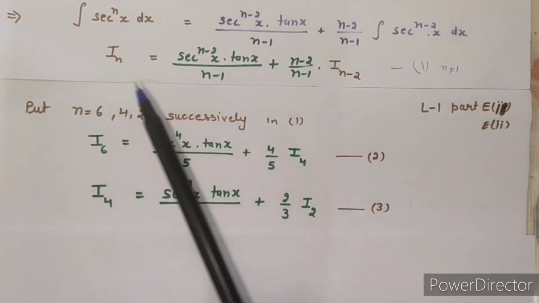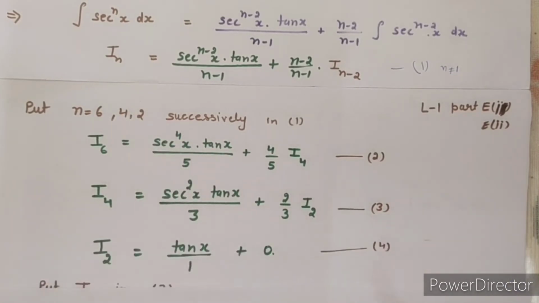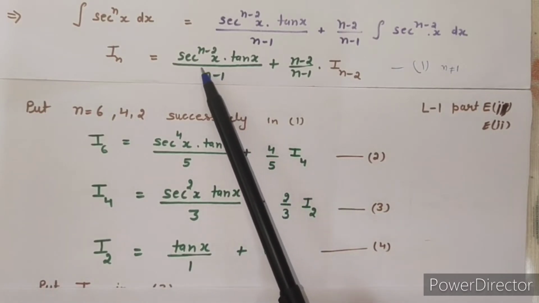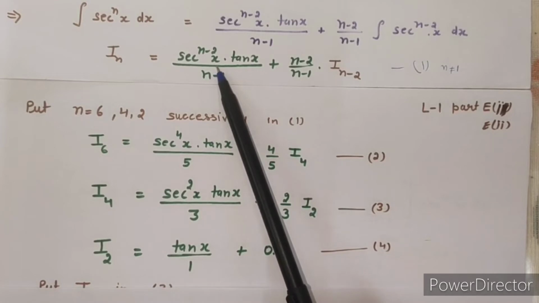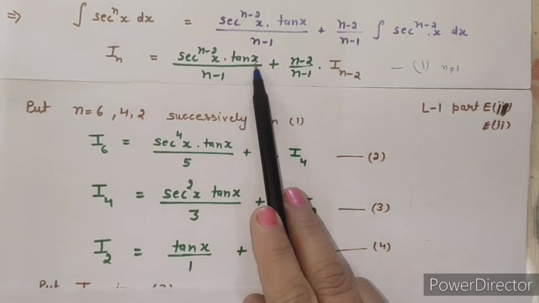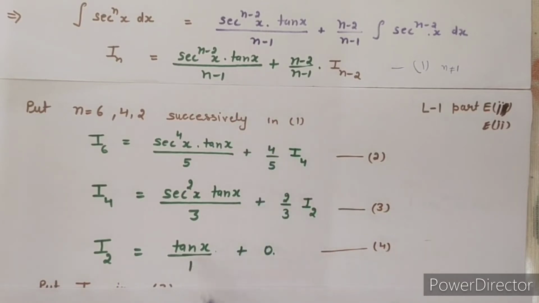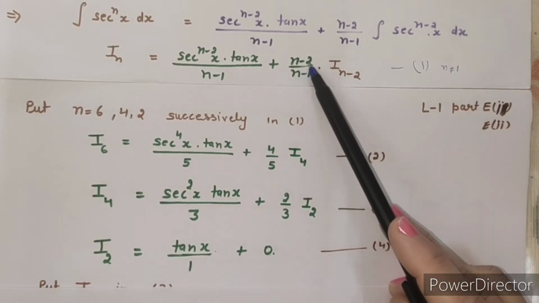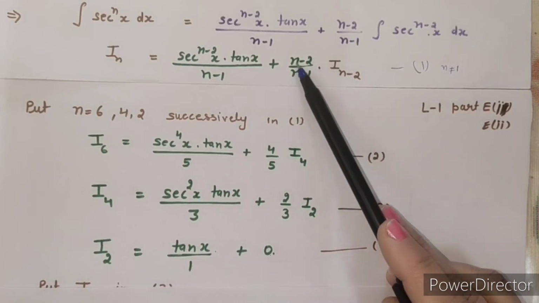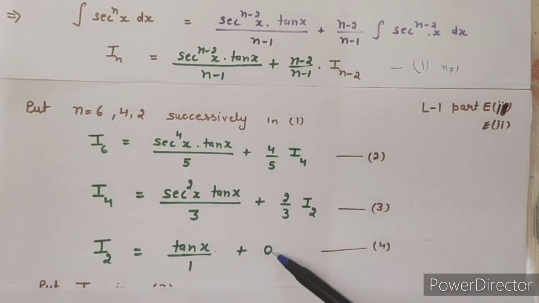That's why I am putting here 4, 6, 4 and 2. So put n is equal to 2 in the equation 1 again. Here I obtained secant 2 minus 2 is 0, tangent x, and below 2 minus 1 is 1. And this expression 2 minus 2, this term becomes 0. I of naught you can calculate, but there is 0, so I am writing here 0.